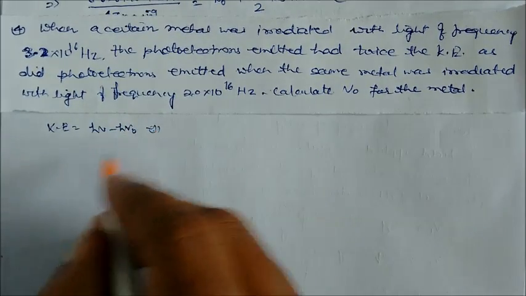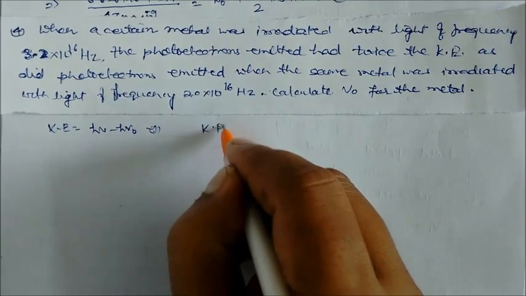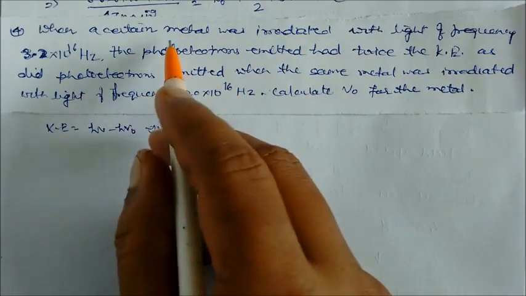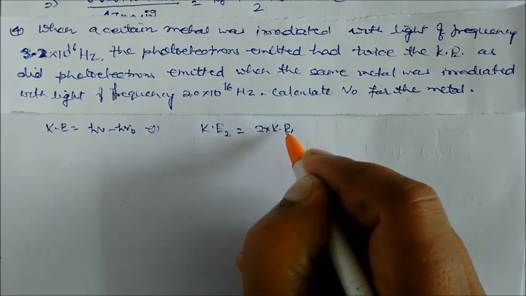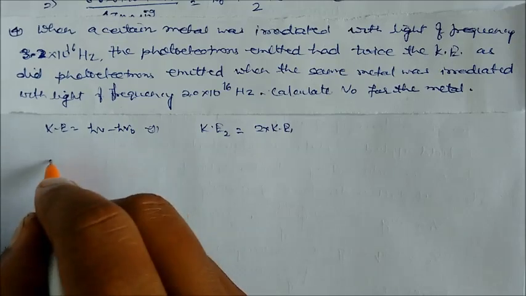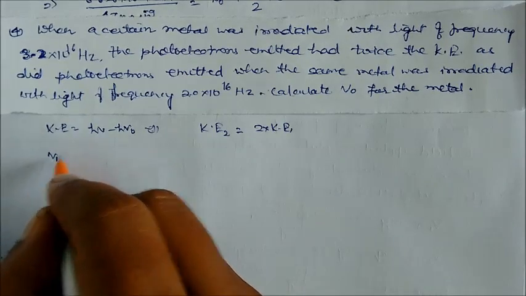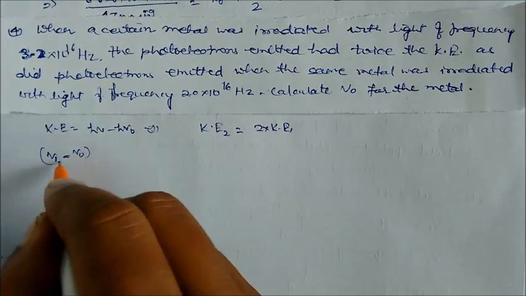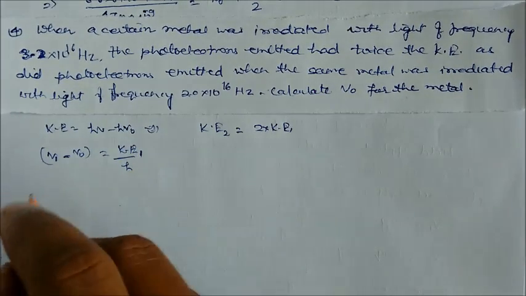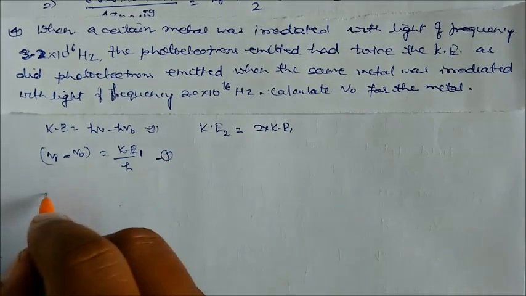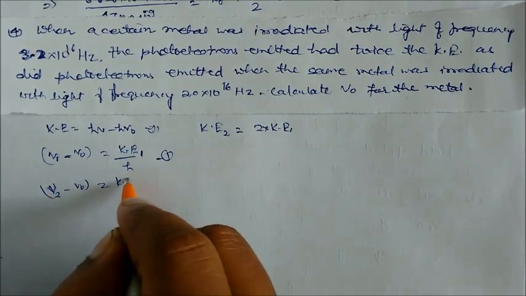Okay, so again we can use the kinetic energy two times. As per the given question, this is the second kinetic energy, this is the first kinetic energy. Second kinetic energy is equal to 2 into first kinetic energy. Then we can use these two equations. Suppose this frequency is nu 1, so nu 1 minus nu naught is equal to kinetic energy by h. So this is the first kinetic energy. And for the second we can write equation number two: frequency 2 minus threshold frequency naught is equal to second kinetic energy divided by h.